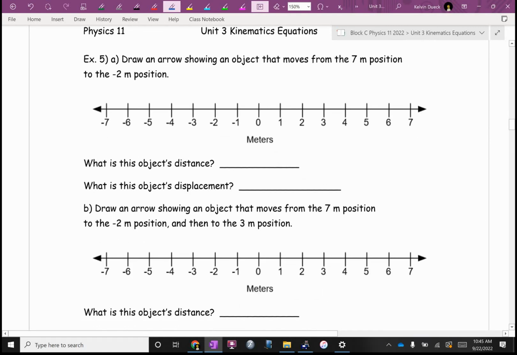Draw an arrow showing an object that moves from +7 to -2. Okay. There's initial. There's final.